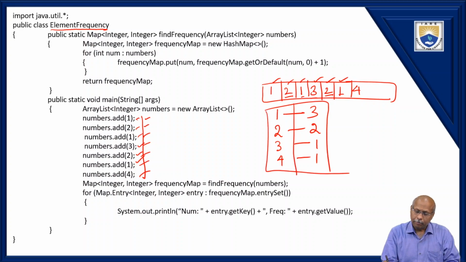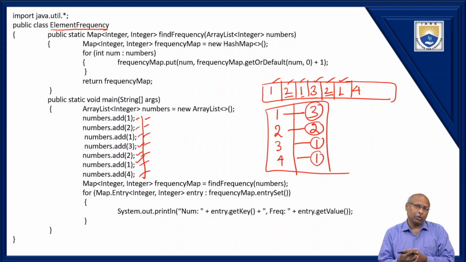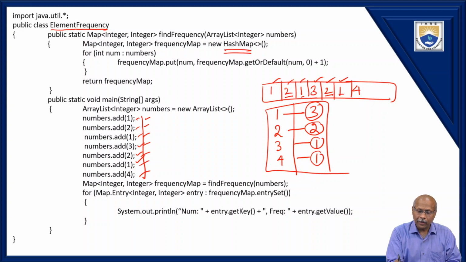So 1 is my element, available 3 times. 2 is my element, available 2 times. 3 is available only 1 time, and 4 is available only 1 time. Now this frequency I want to count. For that, I will map it: 1 initially 1 time; next time when it comes, I will add 1; next time when it comes, again add 1 more. So to do this program, I will take the help of the HashMap. The HashMap will help me find the frequency of each item.